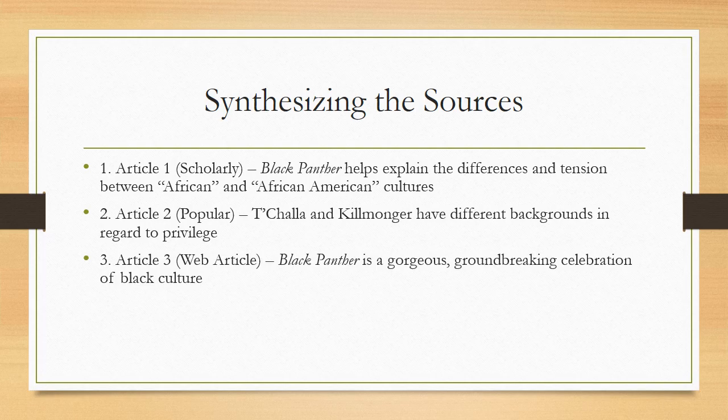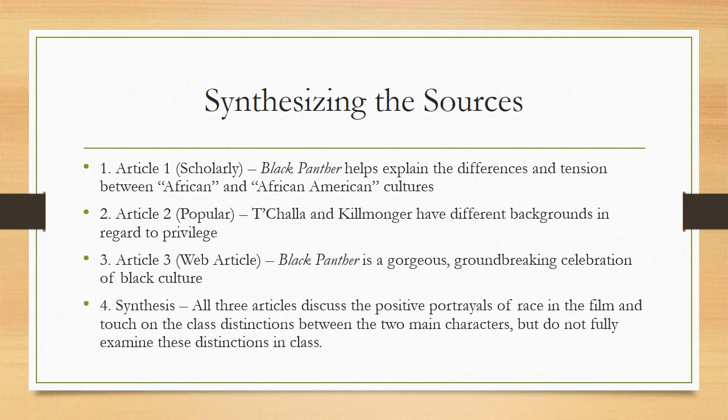So summarize each source like this and then synthesize them. What do they have in common? What can you add to that conversation? So here's what I came up with. They all talk about these positive portrayals of race. What that third article says is true for all three of these. But the second one touches on class distinctions, and so does the first one, which is interesting, but they don't fully explore it.